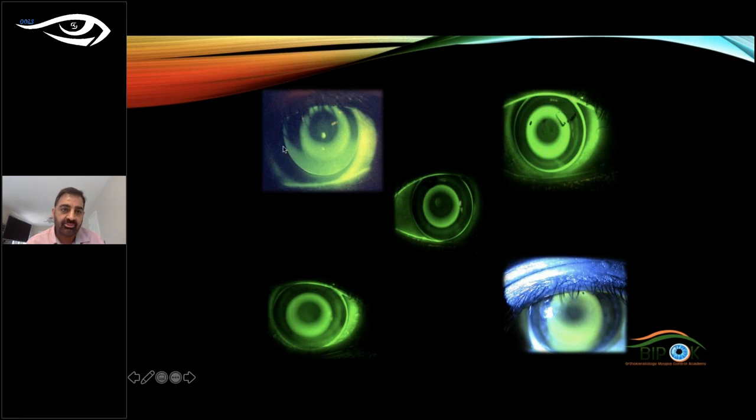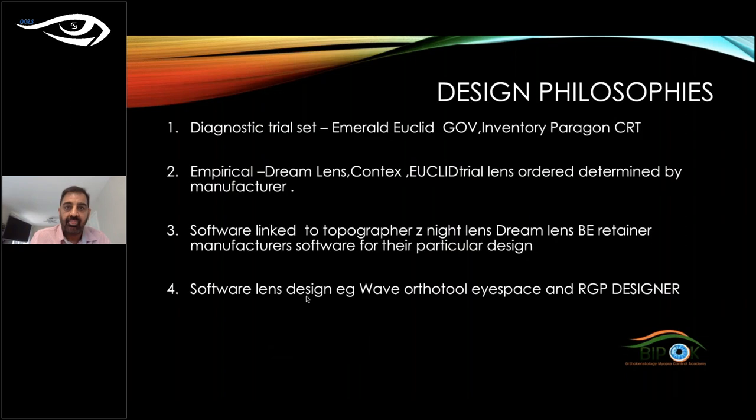So if you look at this, it's quite small, as you can see. That one, again, not really good up there. Same thing happening here, same thing there. So diameter is quite critical, and GOV lenses are actually controlled with diameter. Now, the design philosophies.